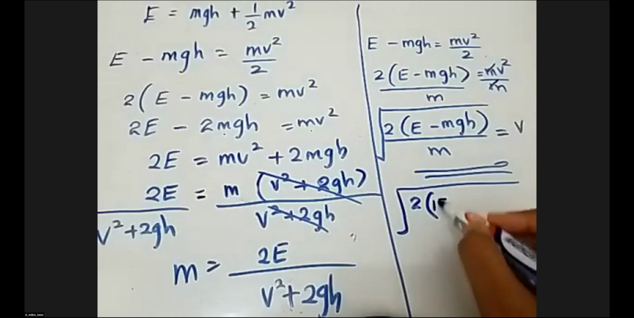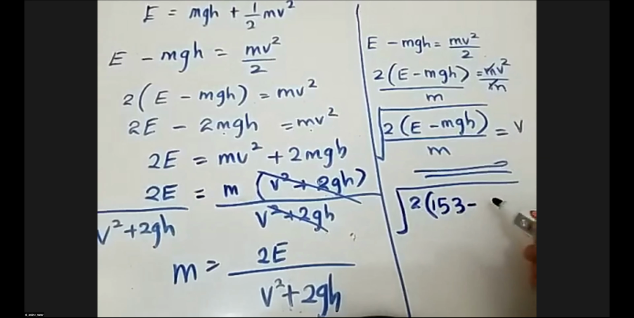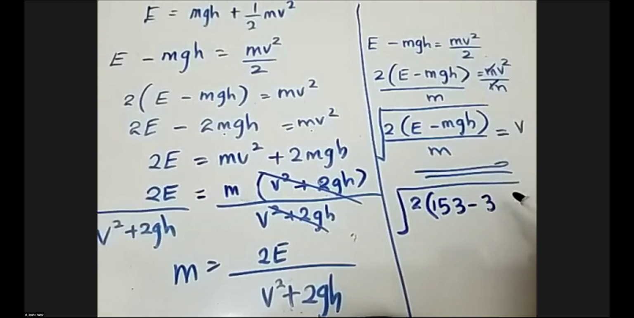Energy is 153. Mass is 3 kilograms. The gravitational acceleration is 10. Height h is 5. Look at the way I'm solving it.